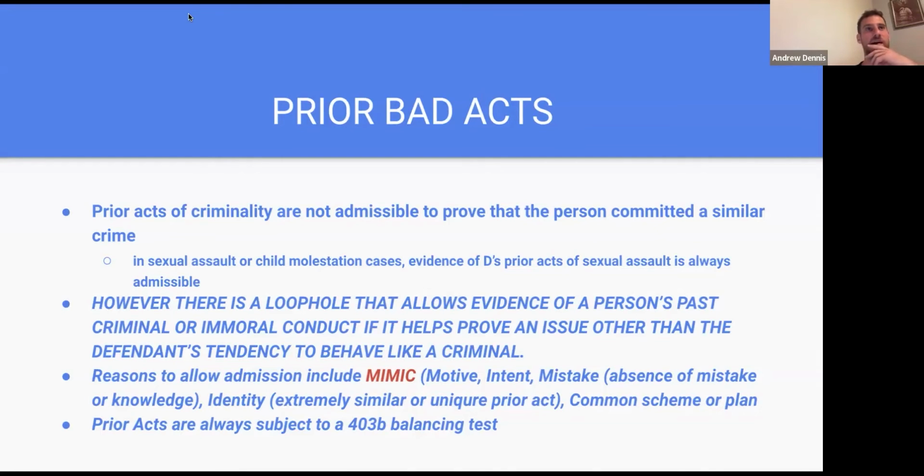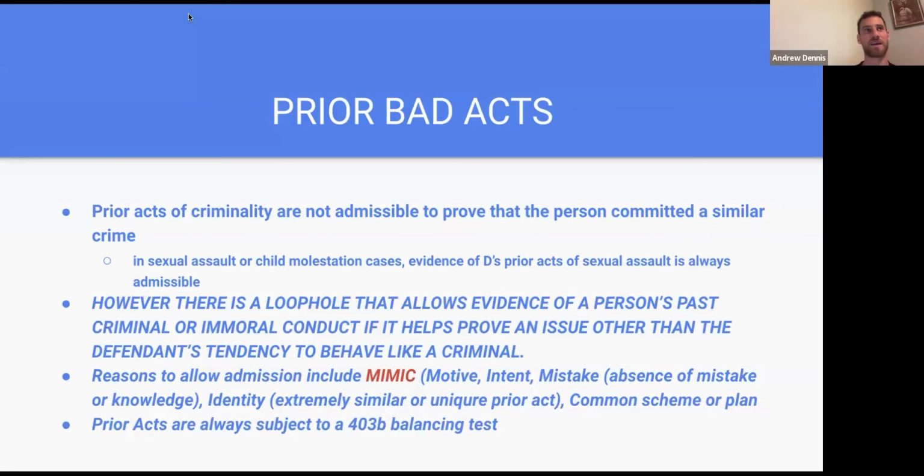I think of identity as a good one with Batman, The Dark Knight, the Joker. He always left his card, the Joker card. Okay, well, we got a Joker card at the scene of the crime, Joker. We have all these other crime scenes where you left this card. We're going to bring it in to show that, substantively, you're probably the same person here.